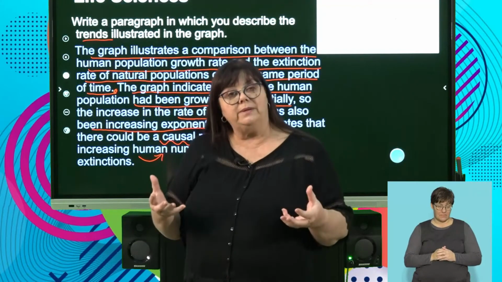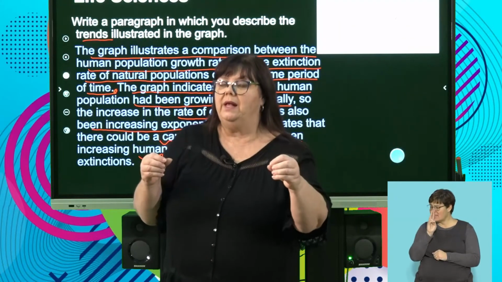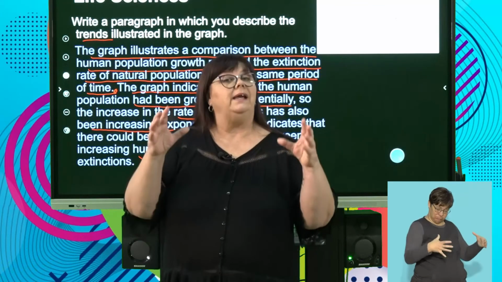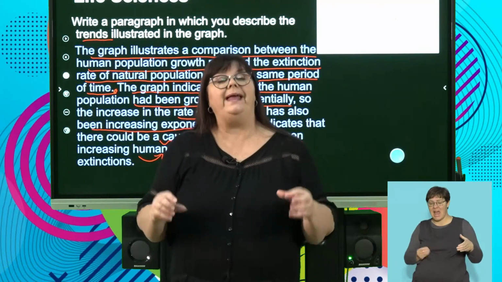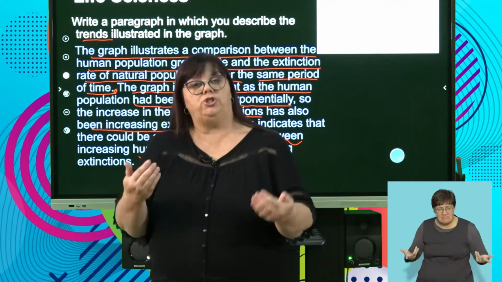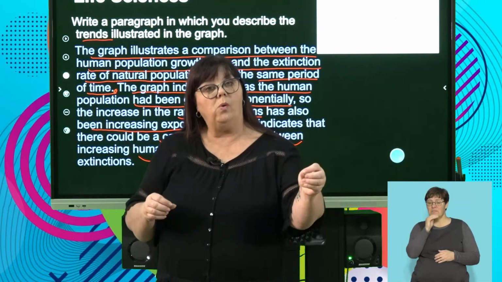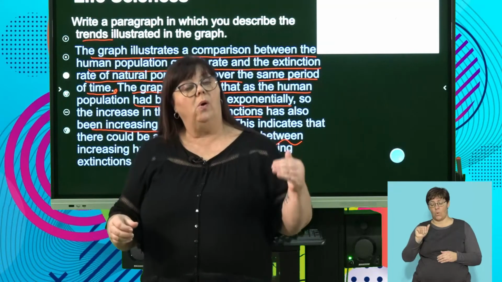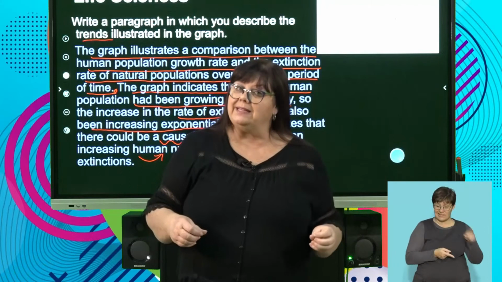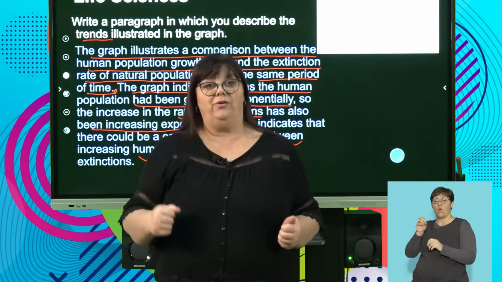And the consequences of that are that we can see that it's possible that the increase in human population rate is causing an increase in the extinction rate. We've suggested that the relationship is one of cause and effect. The cause is the increased human population, and the effect is going to be the increase in extinction rate.